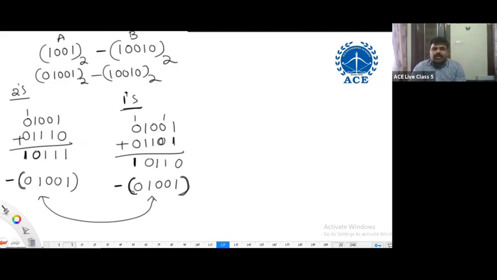Right? It is not A or B. So you have to take complements of subtrahend, minuend and subtrahend. So A minus B. In that, you have to take complements of B only.